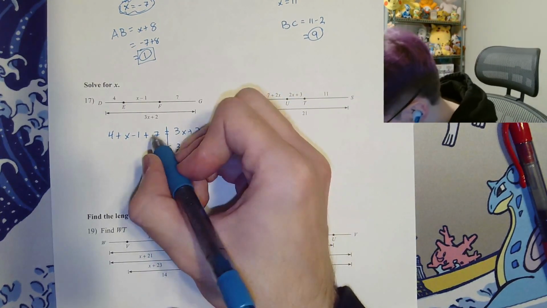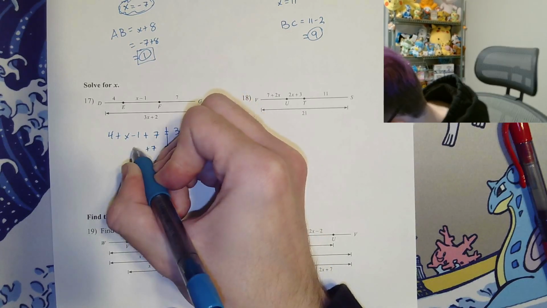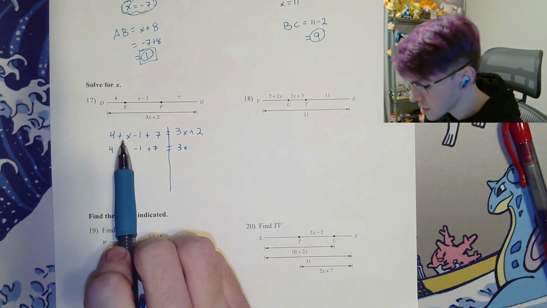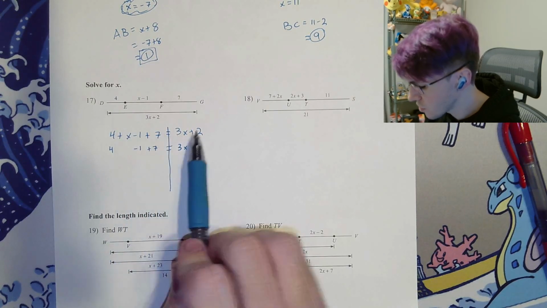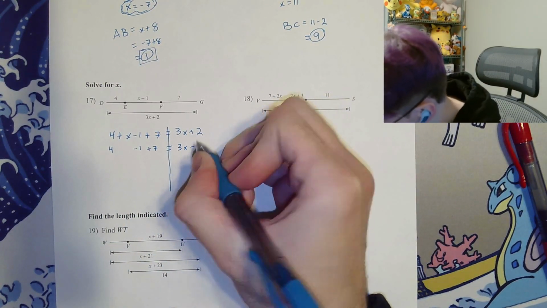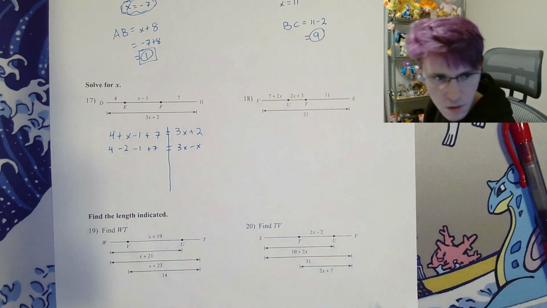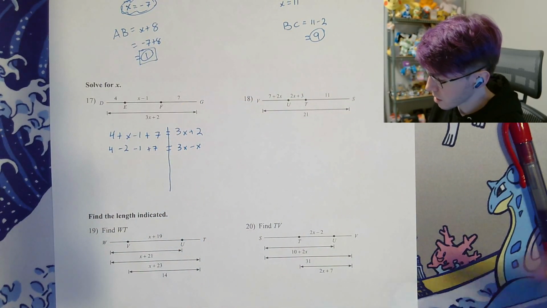And that also means I'm going to copy down this positive 7, copy down this negative 1, copy down this 4. But that means that this positive x needs to be moved over here to become a negative x. And that 2 needs to move to the left to become a negative 2. And then we're going to use our calculator.